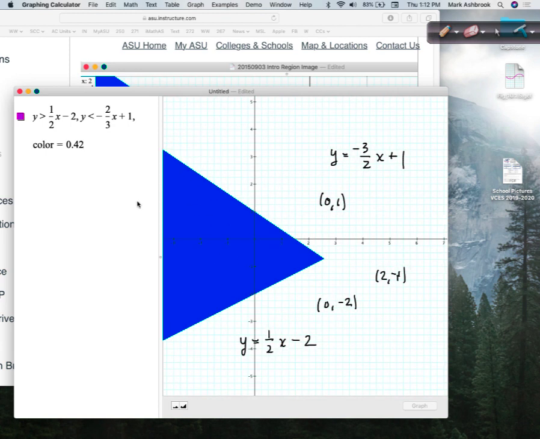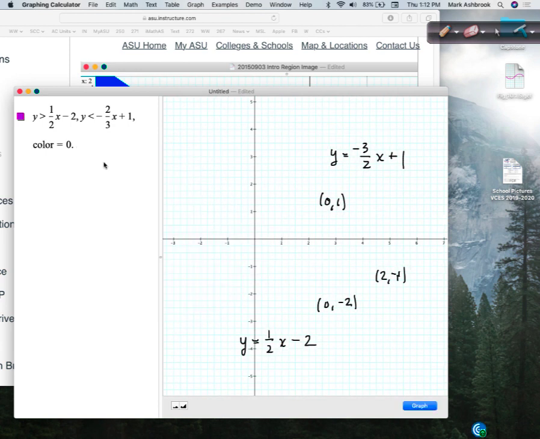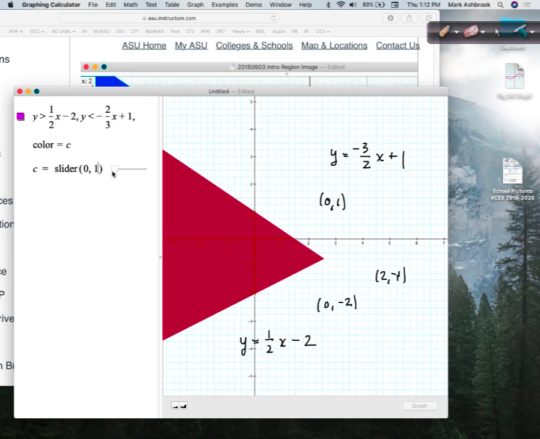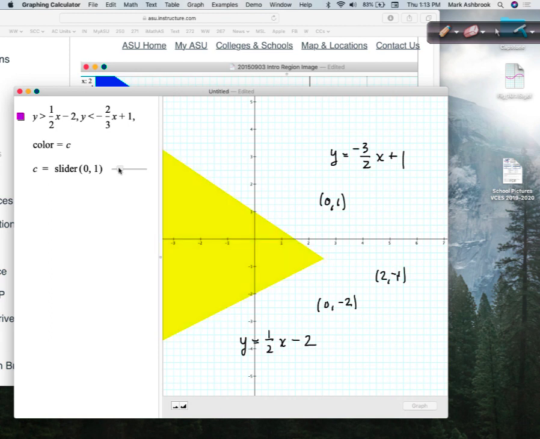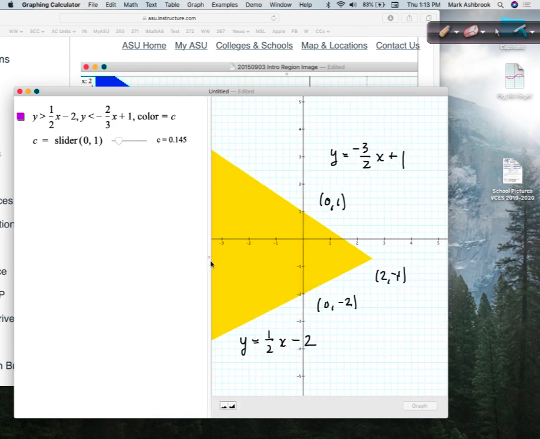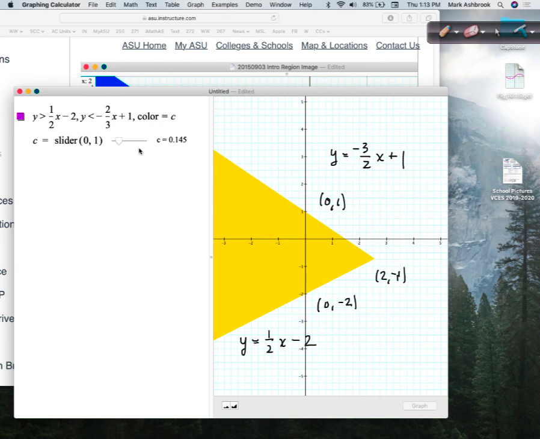So then you can say color equals C, and on a new line you can say C equals slider from 0 to 1. And as you vary C from 0 to 1, you get all of these possible colors. So when you find a cool color, you go to the slider, and it tells you the value. Yep, so you find a color that you like, then you use that constant.